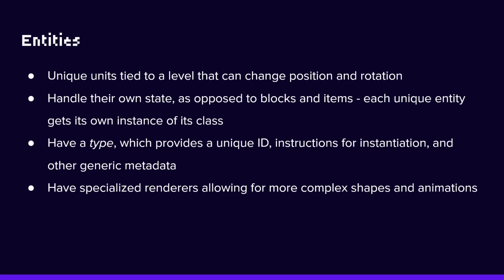Unlike blocks and items, they handle their own state, which means that they can store their own data on their own instance. They have a type, so they're unique, basically. They have a type which provides their unique ID, how they're created so that they can spawn, and any other generic metadata that's tied to the type of entity rather than a specific entity. They have specialized renderers, which let them do more complex shapes than blocks can typically do, and can be more dynamic. So like an item frame can render an item inside of it.